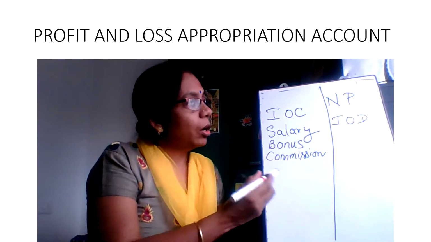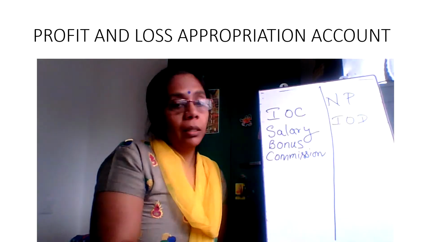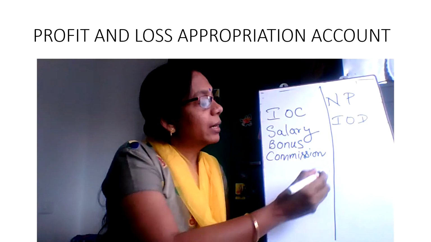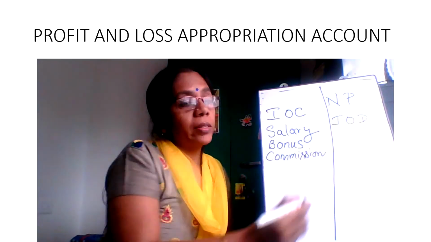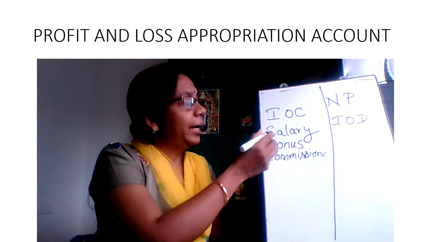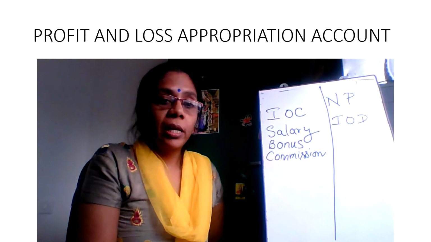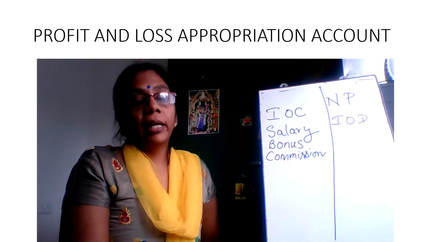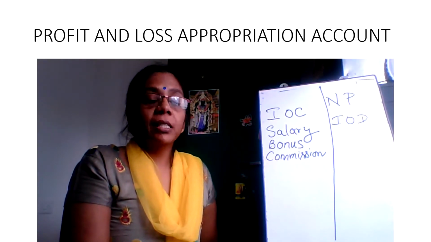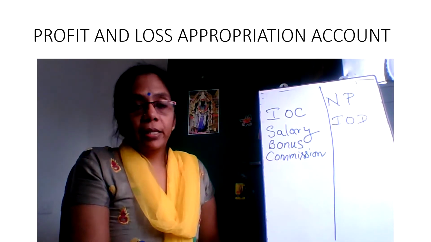So if it is net loss, you will have this entry to be posted on the debit side. The rest of the entries would stand like this: by interest on drawings. And on the debit side, you find interest on capital, salary, bonus, commission. If at all any reserve or any other accumulated profits of the previous years are to be distributed, that also would come on the debit side.